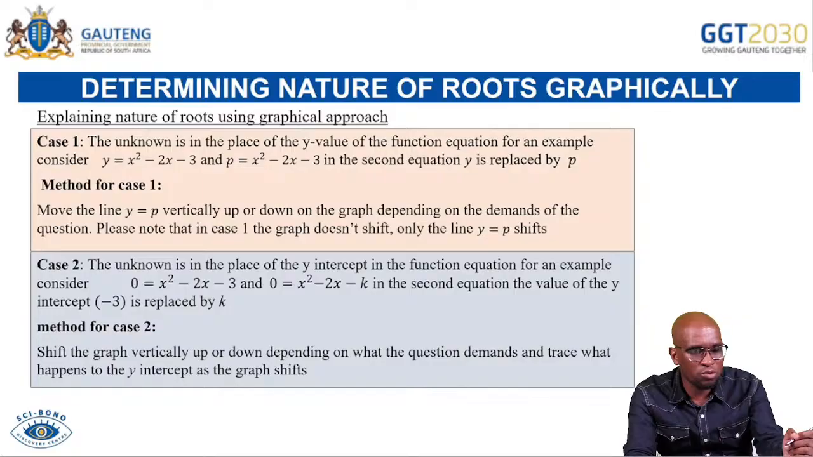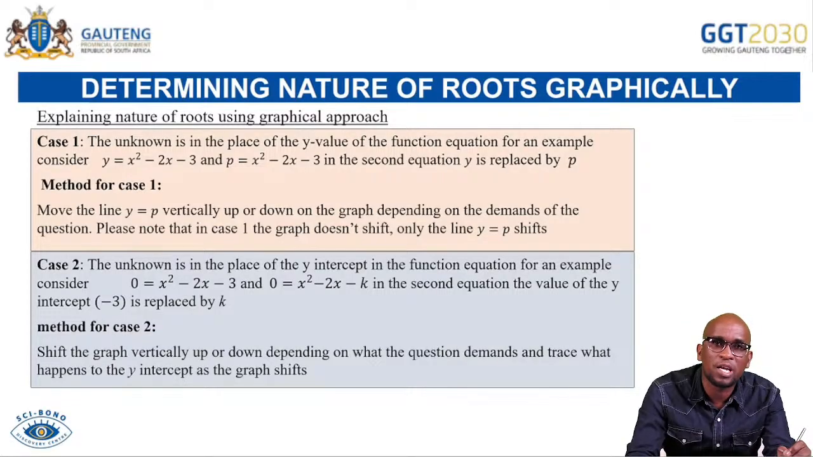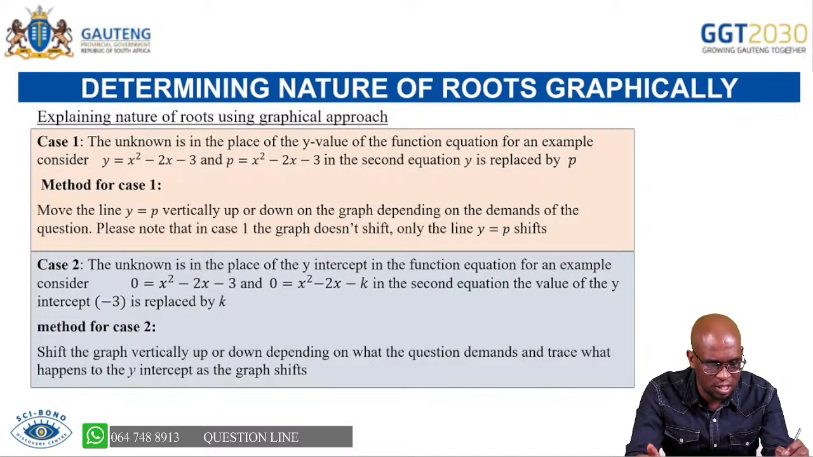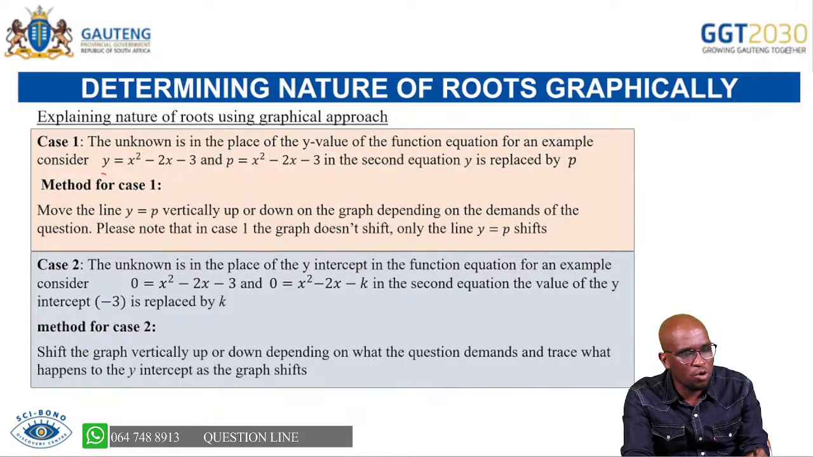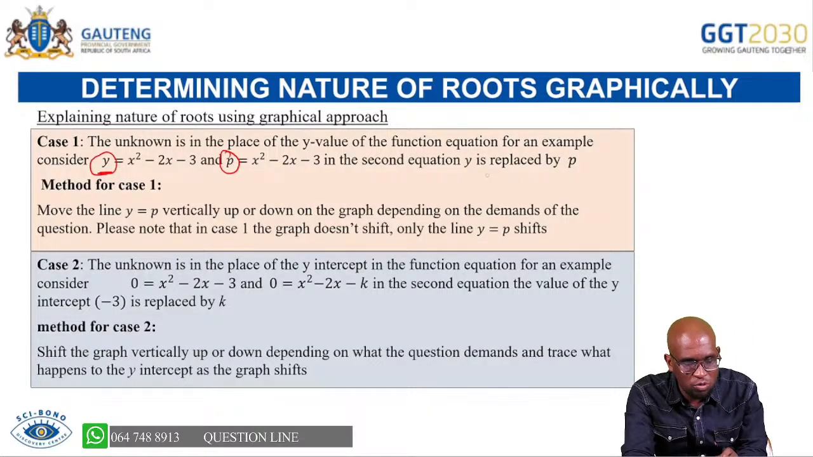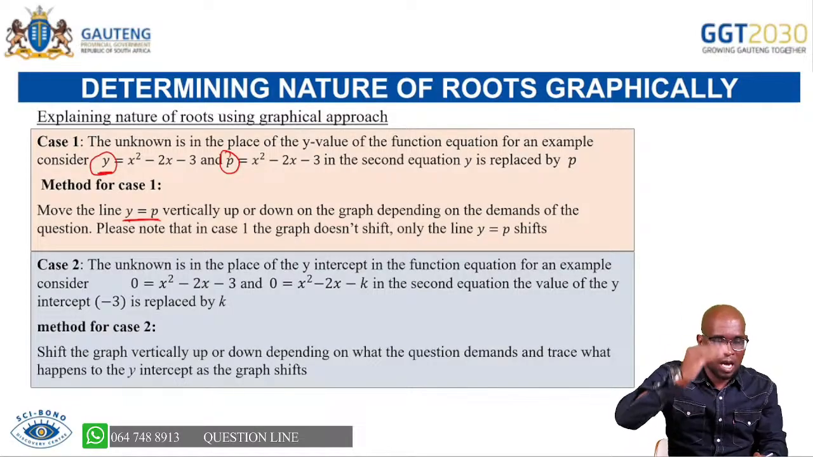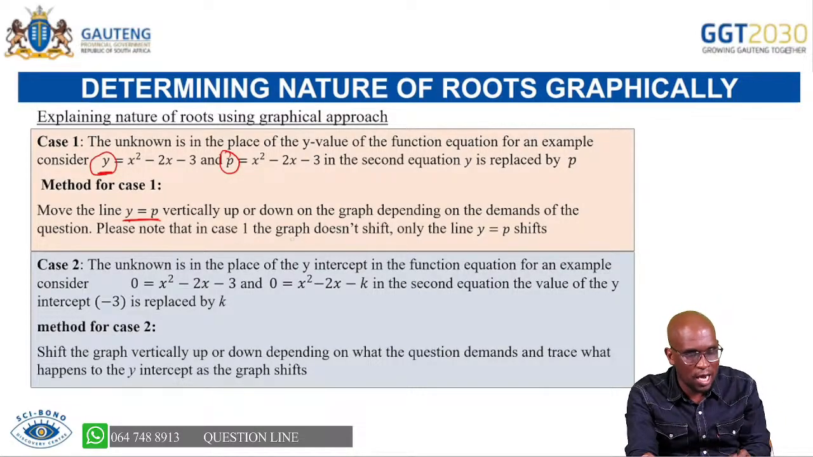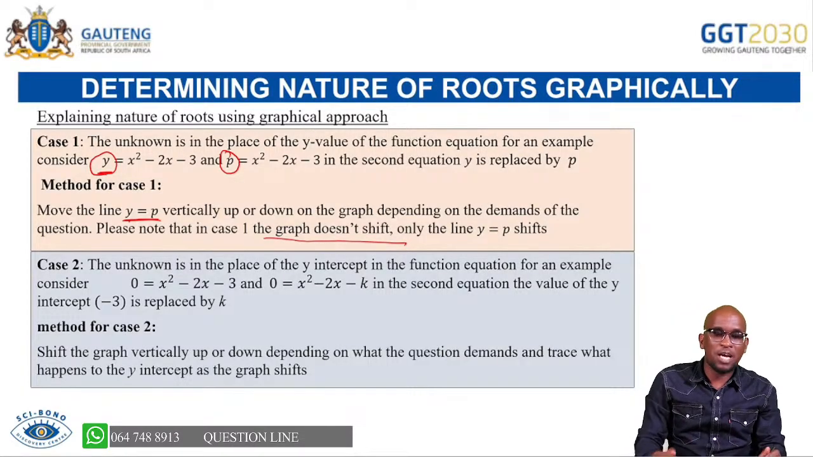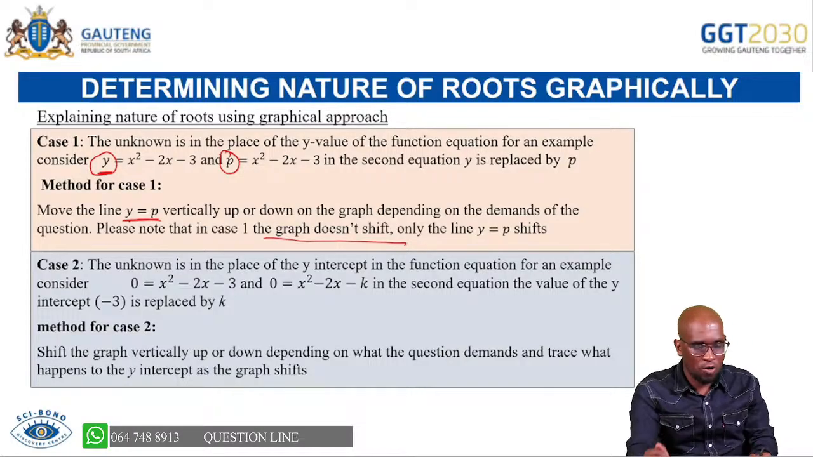Right. Now let us look at the method in which you can approach some of the questions on the nature of roots. Case one, if your unknown is placed in the place of y, then we are going to be moving a line y is equal to p horizontally or vertically up and down, and then we are going to check what happens to the roots. So the graph doesn't shift. We are just going to be moving a line vertically and checking the nature of the roots.